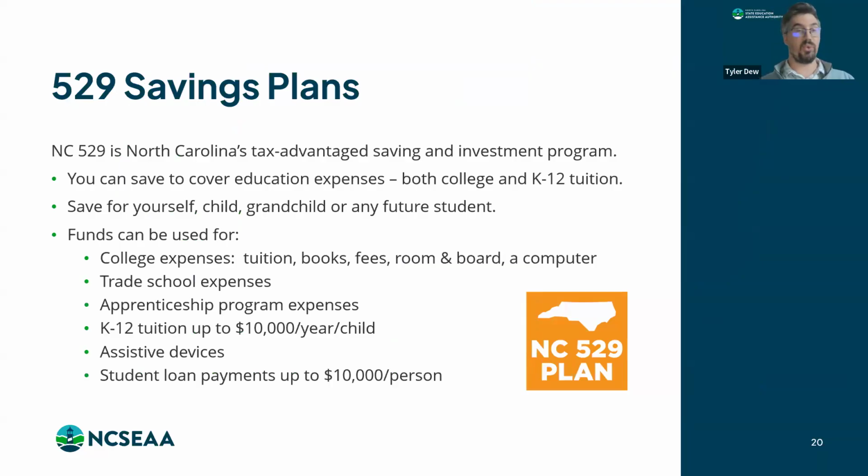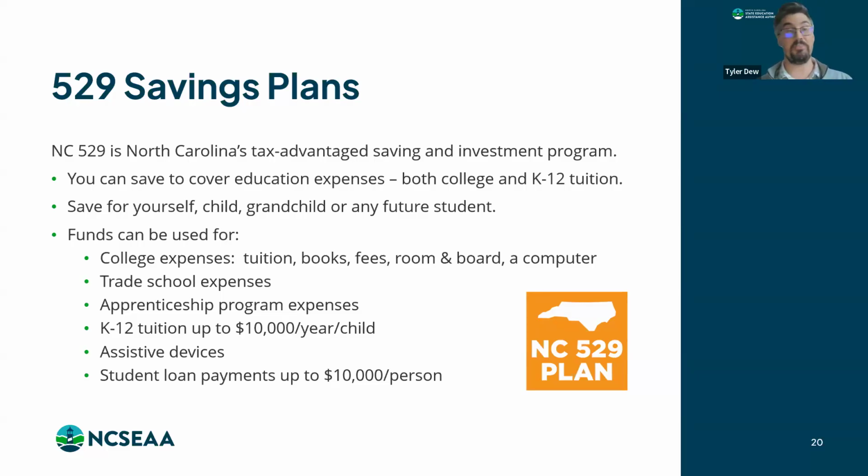So this is North Carolina's tax advantage saving and investment program. You can save to cover education expenses for both college and K through 12. So if you're a parent of a K through 12 student, you could use this towards that as well. You save for yourself, your child, grandchild, any future student.